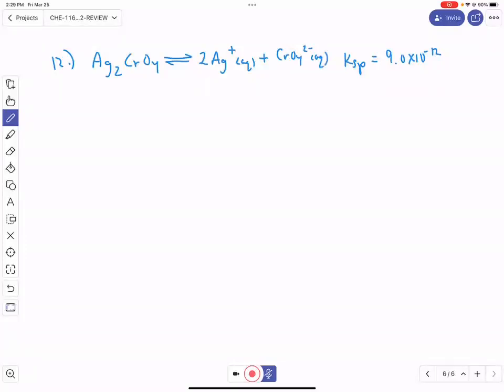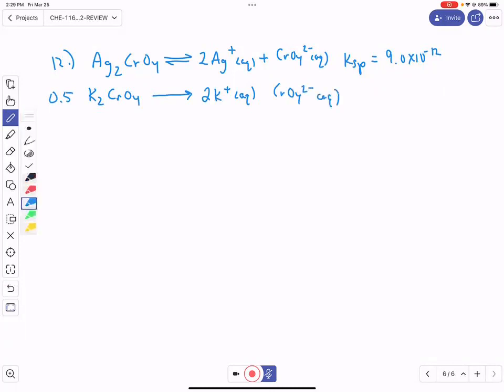To that solution, I'm going to add potassium chromate. I add 0.5 molar potassium chromate. That is a strong electrolyte that ionizes completely. That gives me 2 potassium that I don't really care about because they don't participate. But it also gives me a chromate. And so I have the common ion now in solution from potassium chromate.